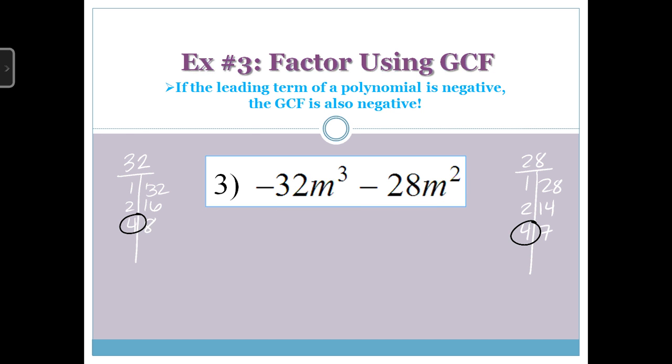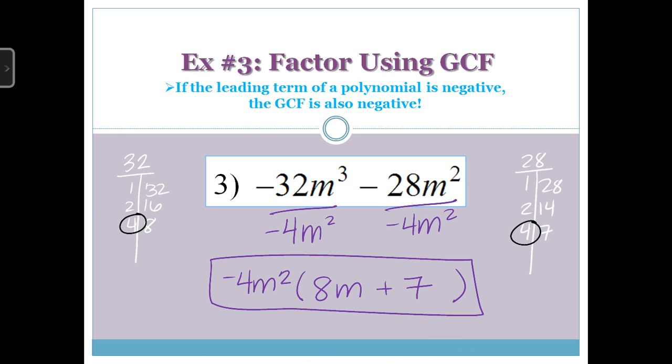Good. Okay, and now when you look at the exponents, I'm sorry, the m's, how many m's do they both have in common? Well, they both have m's, but the lowest one is 2. So that's why our GCF is a negative 4m squared. Okay, so when we divide that out, the negative 4m squared goes in front, and then you write the remainder. Negative 32 divided by negative 4 is 8. M cubed divided by m squared gives us m. Negative 28 divided by negative 4 is positive 7, and the m squareds cancel out.